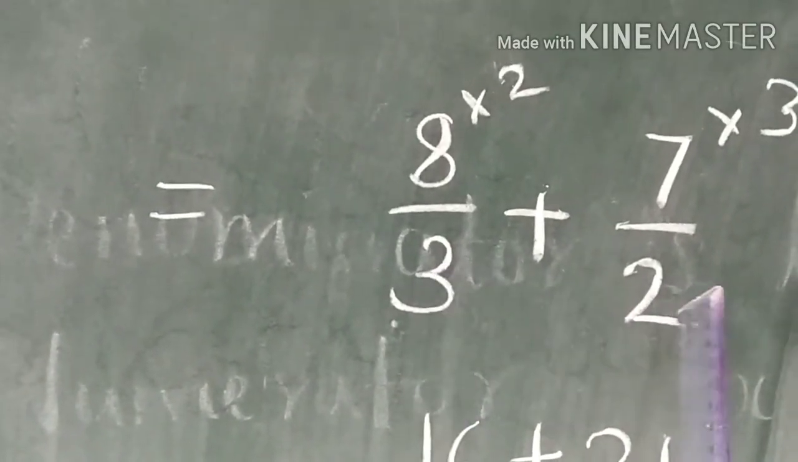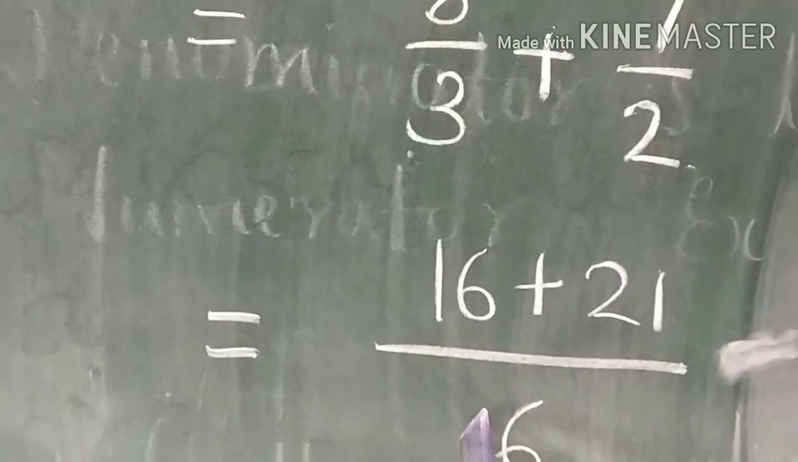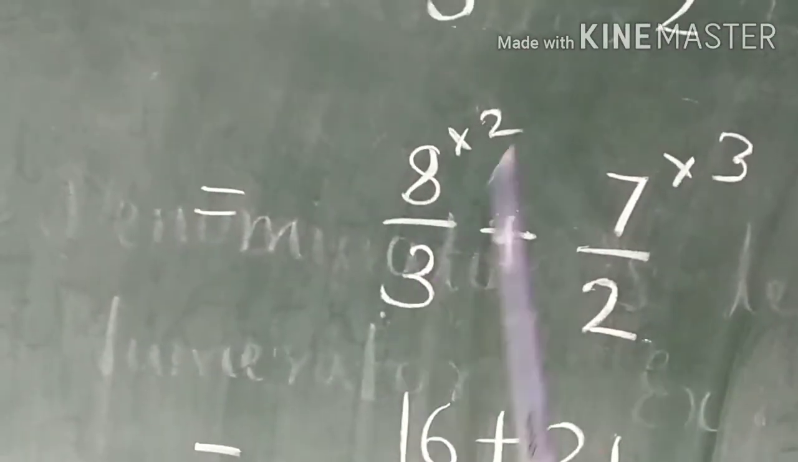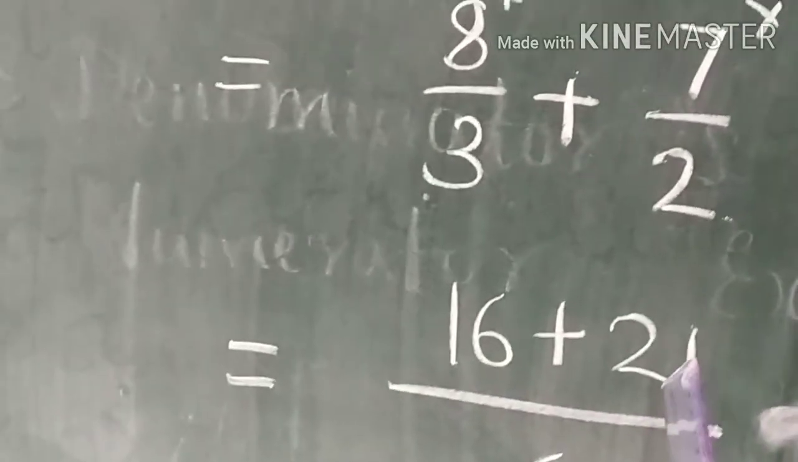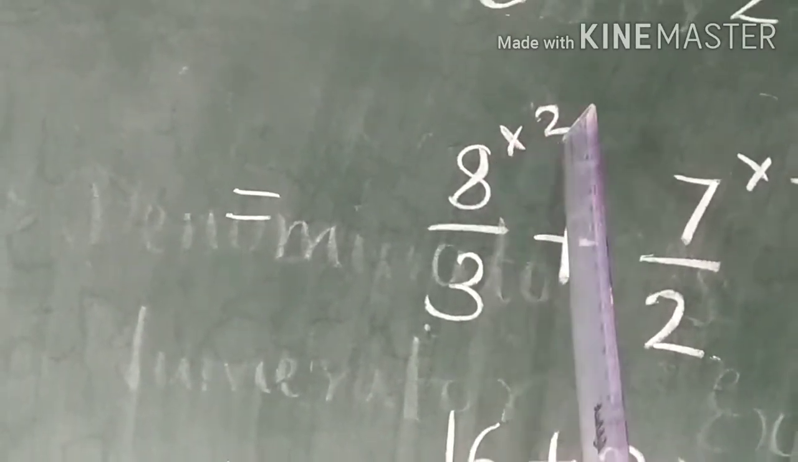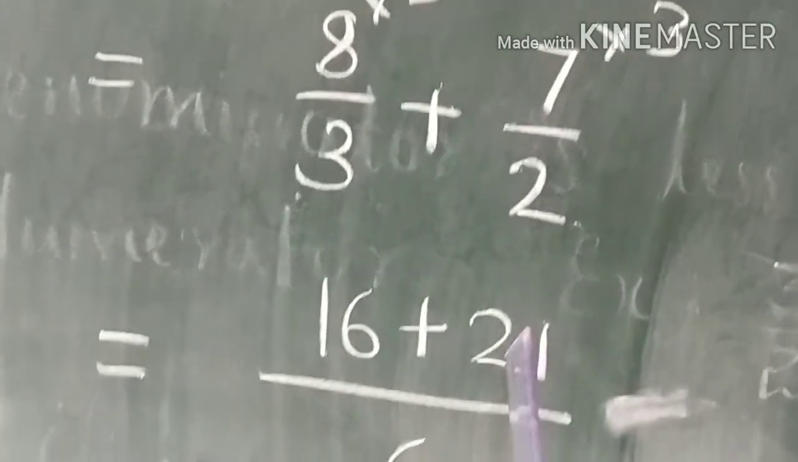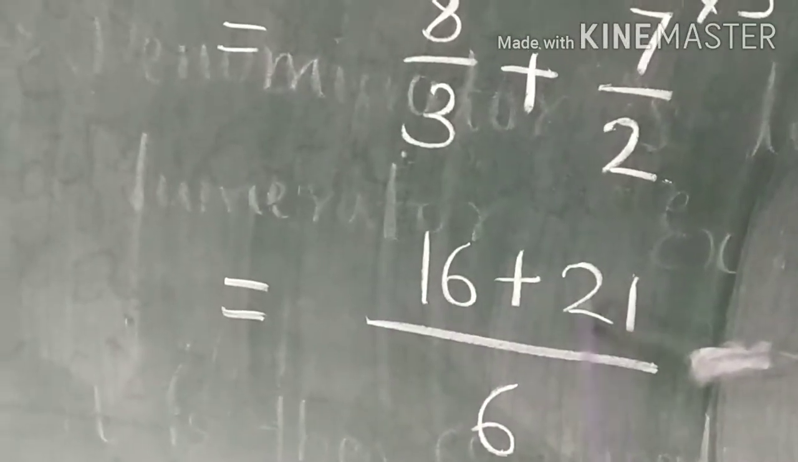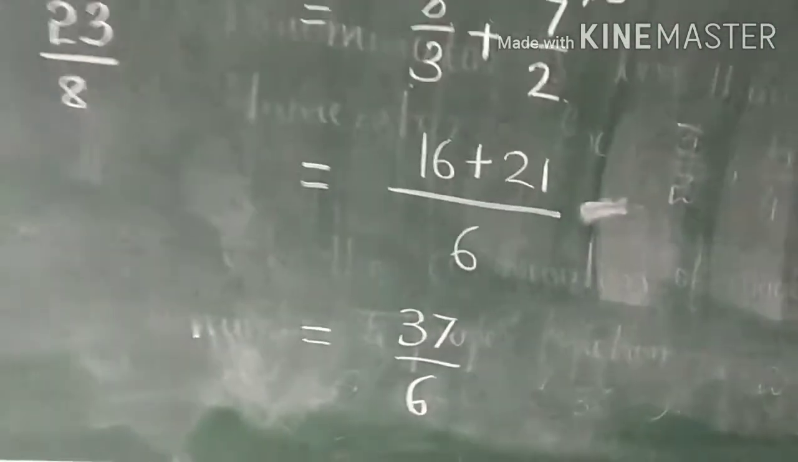So 3, 2. LCM of 3 and 2 is 6. So 3 2s are 6, 2 3s are 6. Now multiply the numerator part. 8 2s are 16 plus 7 3s are 21. Now add these both. We get 37 by 6.